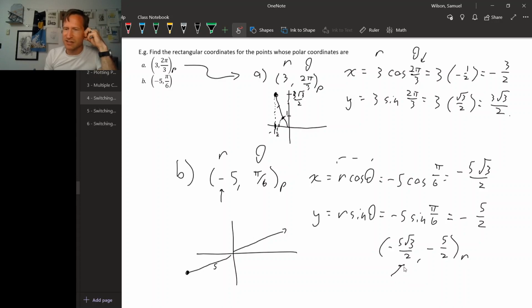And it looks like the x-coordinate is the bigger of the two, right? Square root 3 is bigger than 1, so this x-coordinate is larger than the y-coordinate. So the relative sizes of x and y are right, at least.